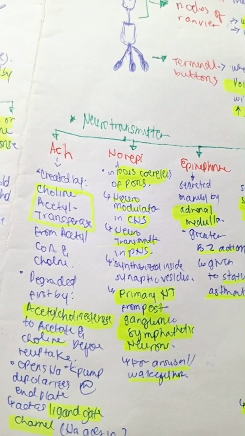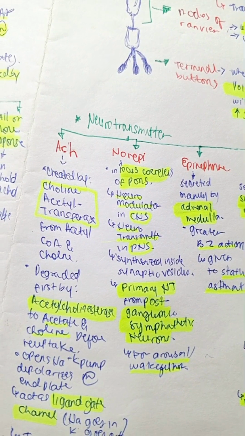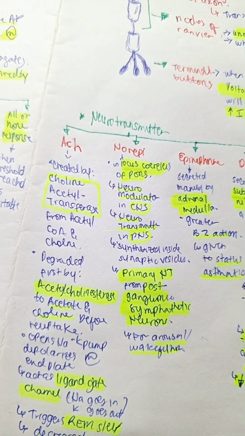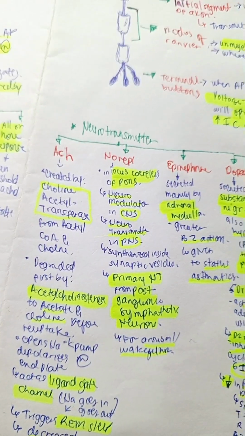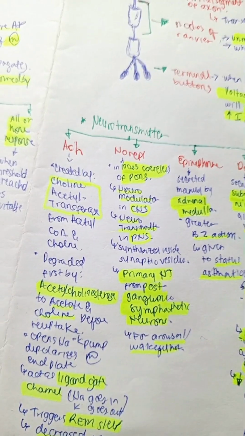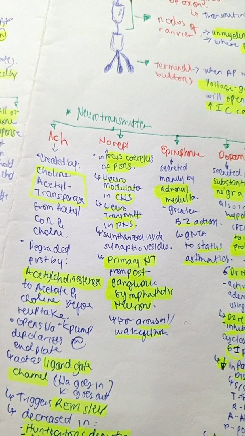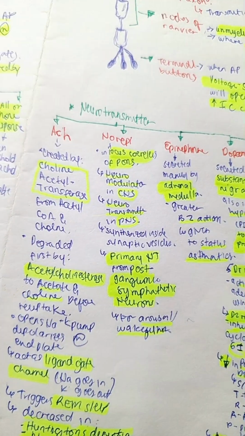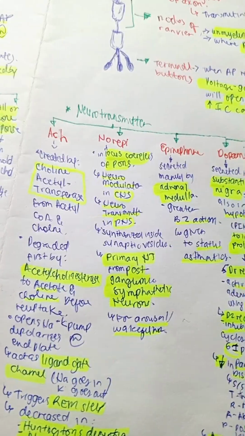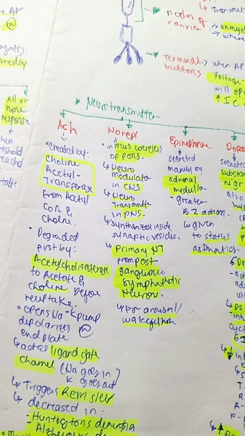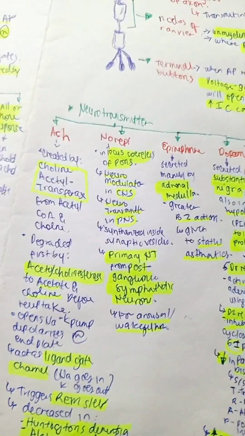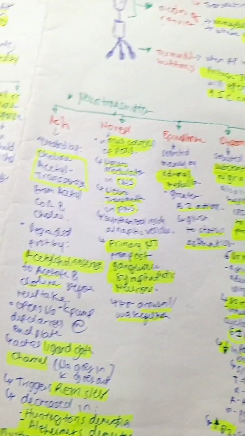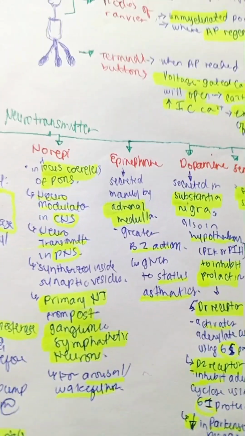Another neurotransmitter is norepinephrine. It is found in the locus coeruleus of the pons, and it serves as a neuromodulator in the CNS and a neurotransmitter in the PNS, and it is synthesized inside the synaptic vesicles. It is the primary neurotransmitter from postganglionic sympathetic neurons. So remember that norepi is the primary neurotransmitter in the postganglionic sympathetic neurons, and it is responsible for arousal or wakefulness.